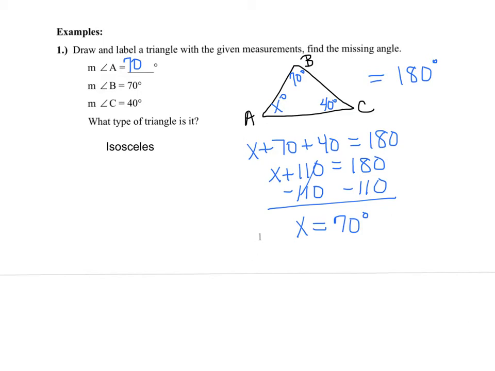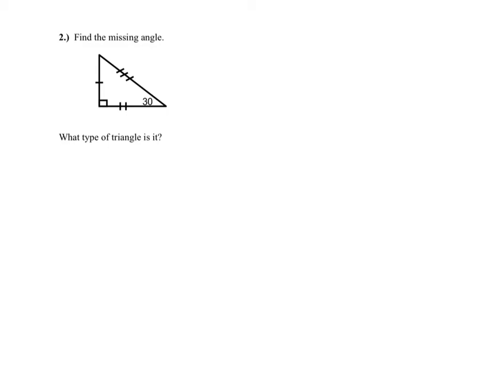Let's do another example together. Let's look at number 2: find the missing angle. What type of triangle is it? Let's first look at our slash marks. We have 1 slash mark, 2, and 3. Right off the bat, that indicates no sides are equal, therefore it's a scalene triangle. Now let's look at the triangle here. We have 30 degrees, and we have a box here. That box indicates a right angle, so that's a 90-degree angle. Then we're looking for this angle right here, and we'll label it x.